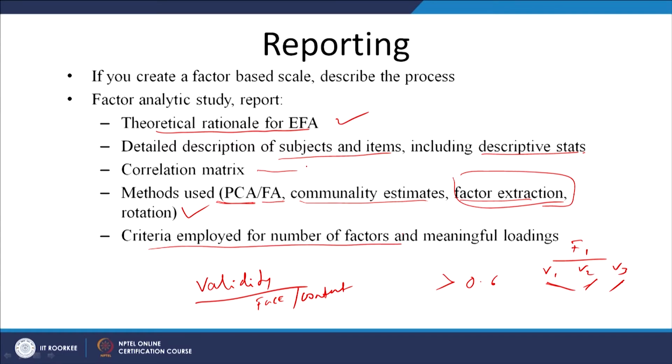And what was the criteria employed for the number of factors? For example, as I said, we will not take any loading less than 0.3, right. So that is a cutoff value. You have to mention that, and the meaningful loading. So any loading which was above 0.5 was only considered, right. So 0.5, 0.3, whatever it is. So saying all this, then you have to write it in your research report.